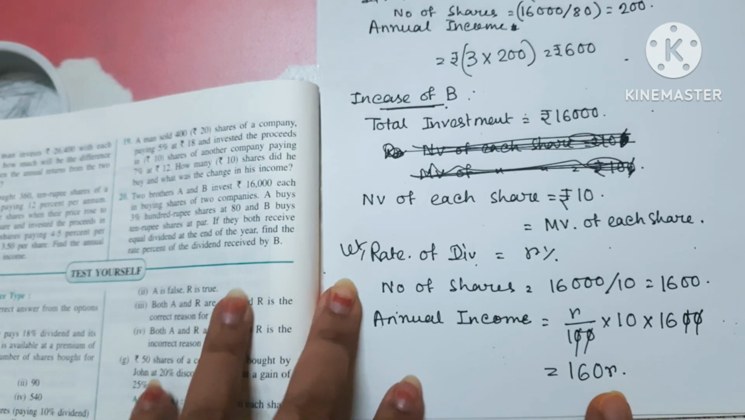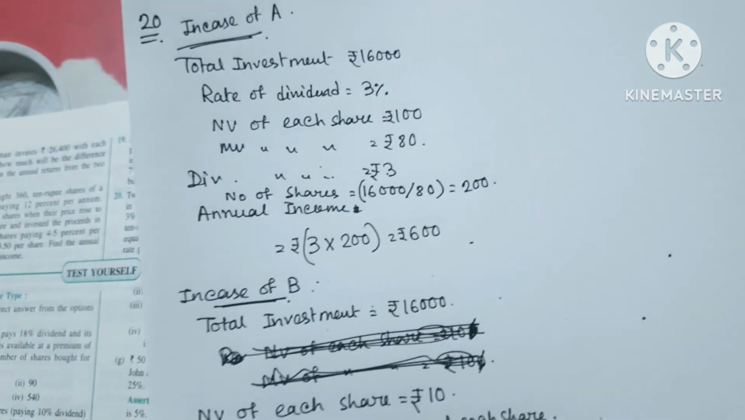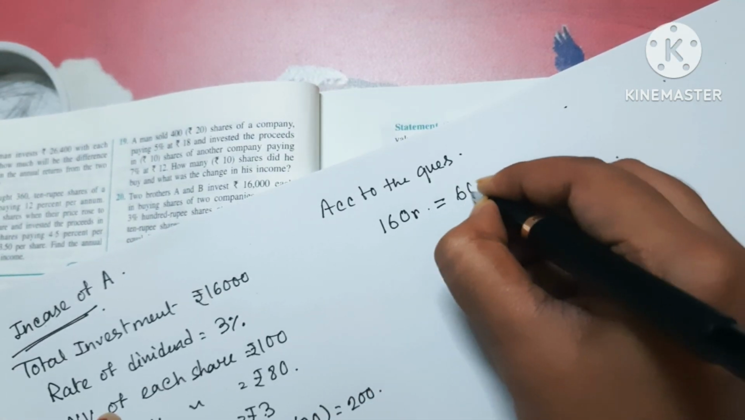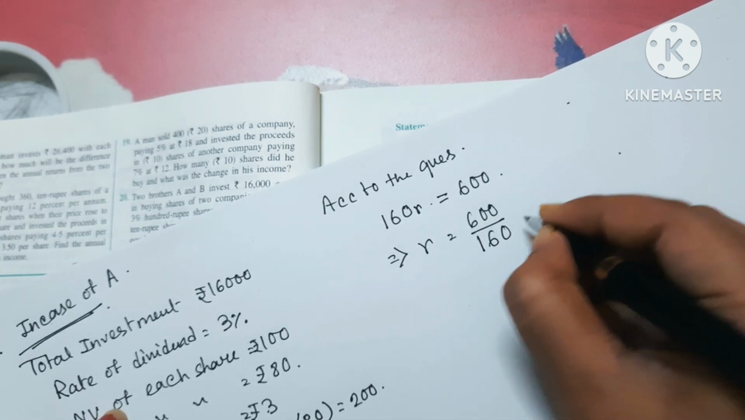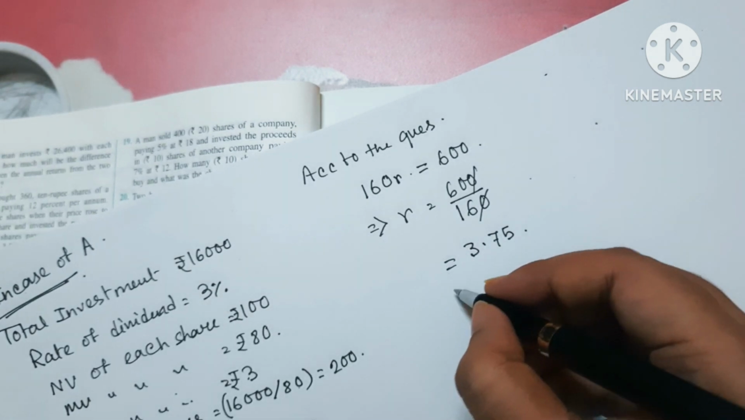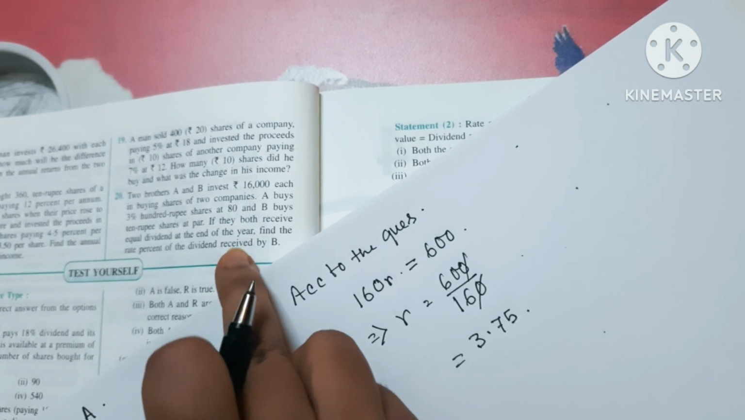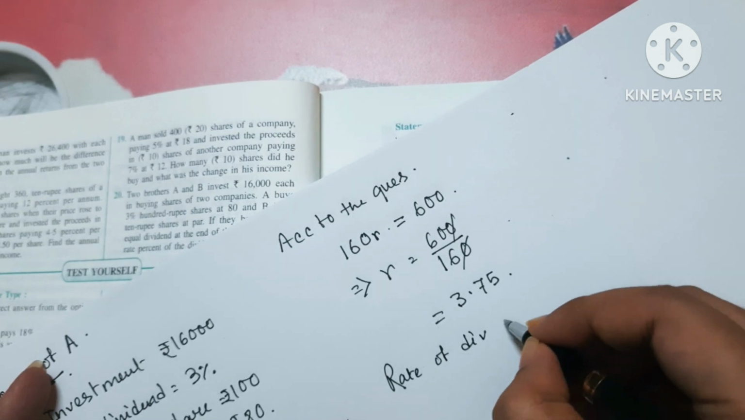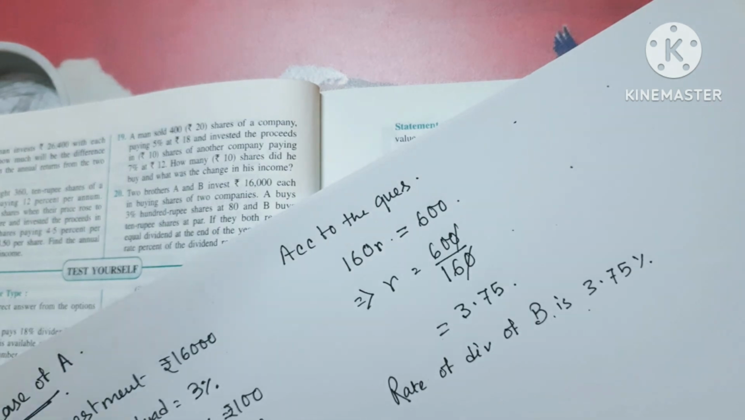So this is total income, and this is equal to the annual income of A. So that means according to the question, this one is equal to 600. So R is 600 by 160. So rate of dividend in case of second, find the rate % of dividend received by B. So rate of dividend of B is 3.75%, okay.